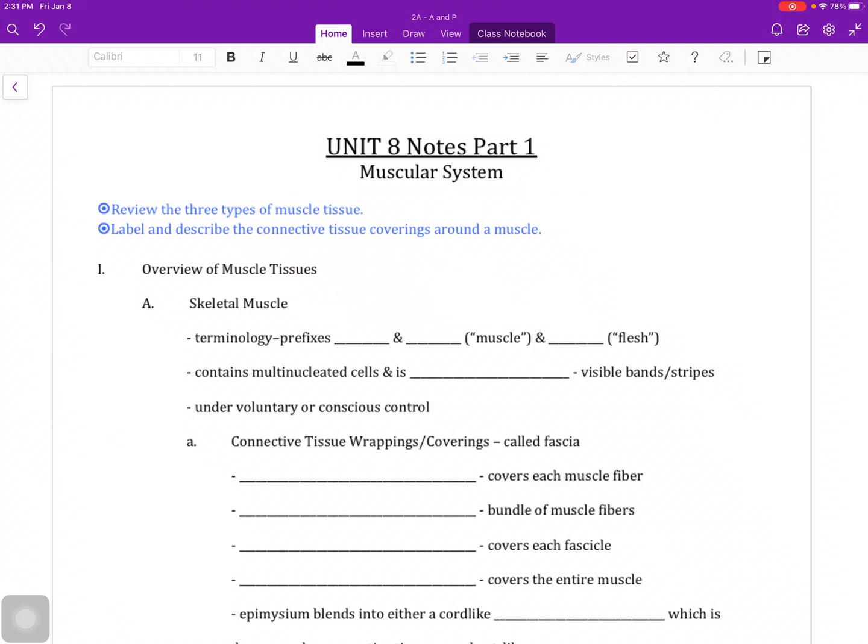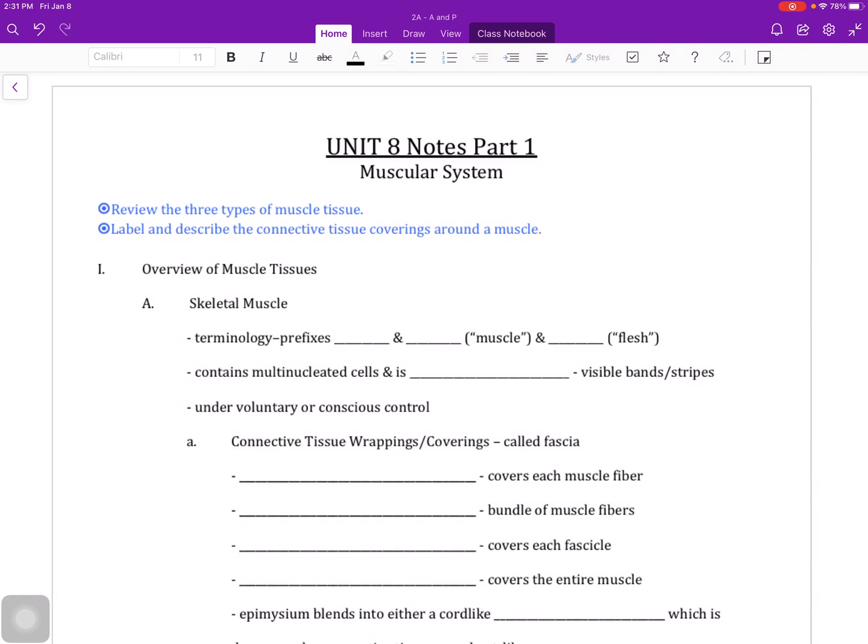It's Monday. We are starting Unit 8 on muscles. This is part 1 of the notes. You will need to finish these and submit these by Monday evening at 11:59 p.m. So here we go. You will notice your learning targets are review the 3 types of muscle tissue and label and describe the connective tissue coverings around a muscle.